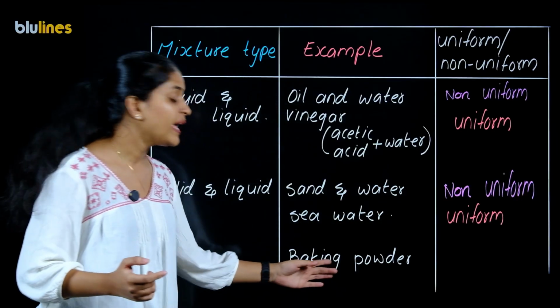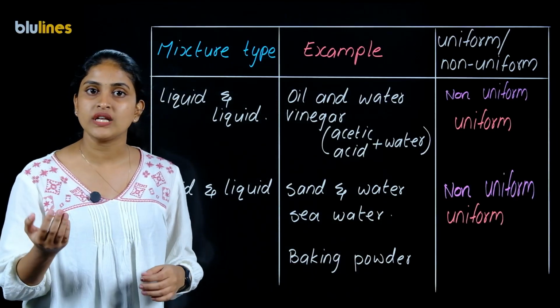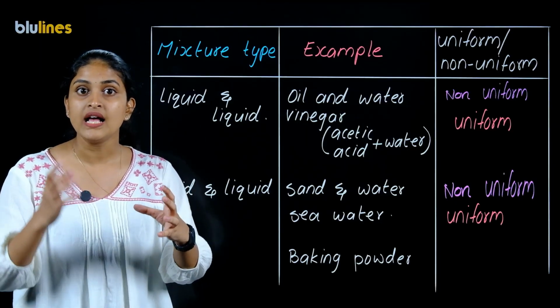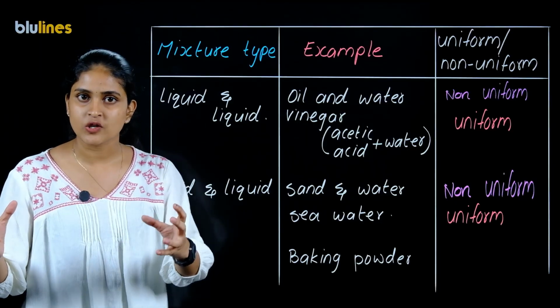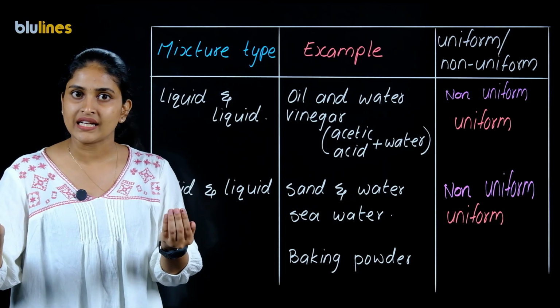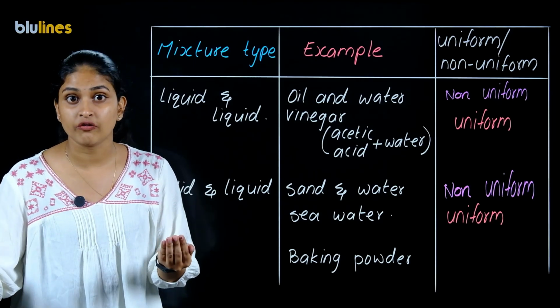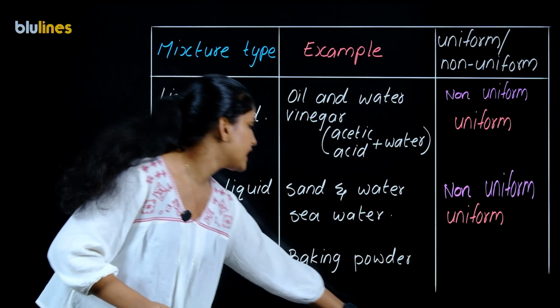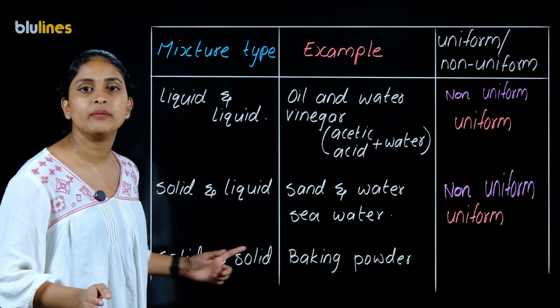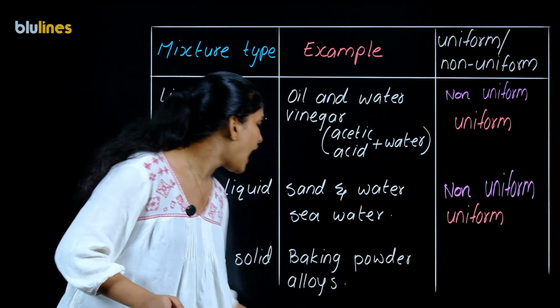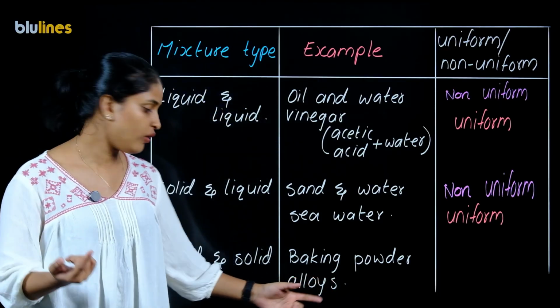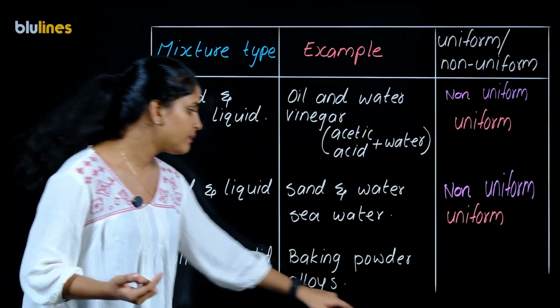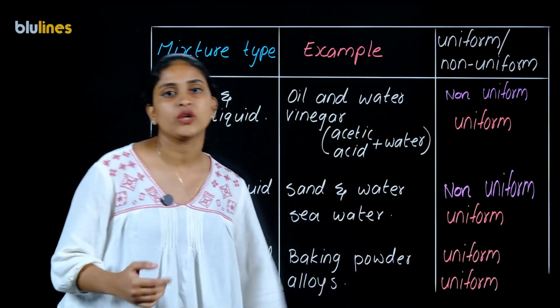Now consider baking powder. Baking powder is actually a mixture of baking soda plus tartaric acid. Here baking soda is a solid. Tartaric acid also exists in solid form. So baking powder is an example of a solid and solid mixture. Not only baking powder, alloys are also an example of this solid and solid mixture, and both of them are uniform in nature.